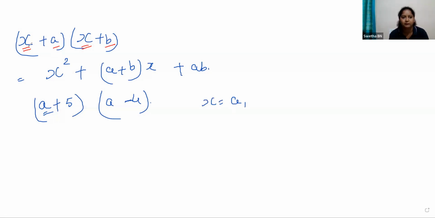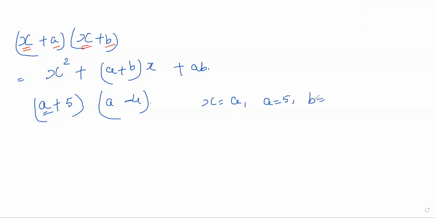See the formula and write in place of x, we have a. In place of a, we have 5. And what is b here? Tell me, what is b? Minus 4. Here you are writing minus 4, okay, along with the sign. Because in the formula we have plus sign, but here we have a minus 4. Okay, so in place of b, this is plus b, right, children? So in place of b, we have minus 4. So I have written b is equal to minus 4.